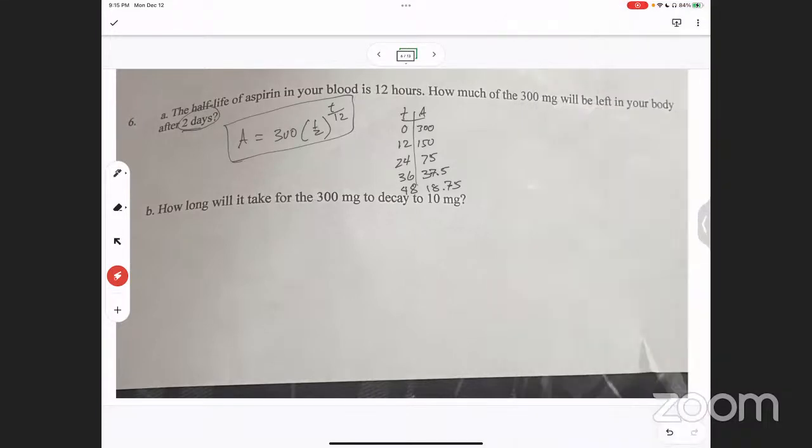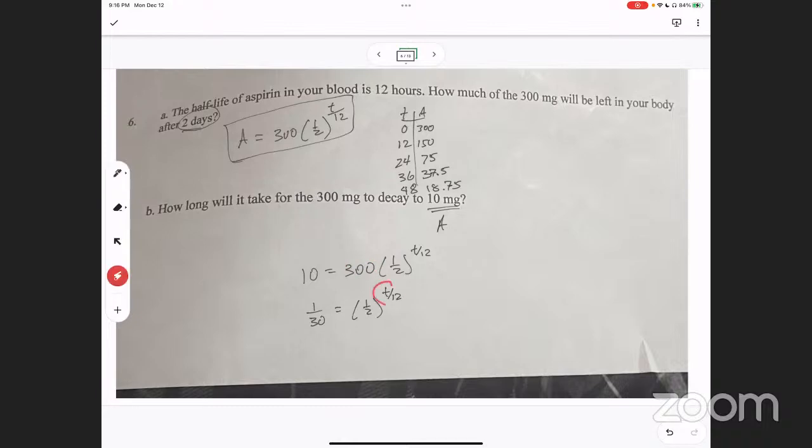How long will it take it to decay to 10 milligrams? So now I'm plugging in 10 for A, right? So 10 equals 300 times 1/2 to the T over 12. Solve this equation. Well, we know how to solve equations like this now because we've learned about logs. So first get rid of the 300, right? So it would be 1 over 30 equals 1/2 to the T over 12.